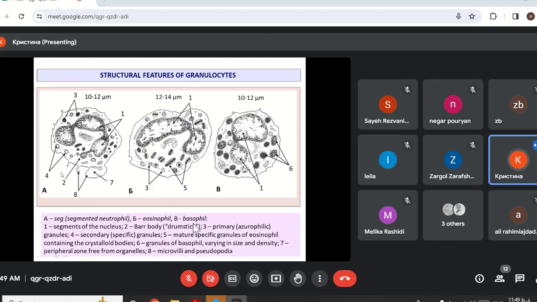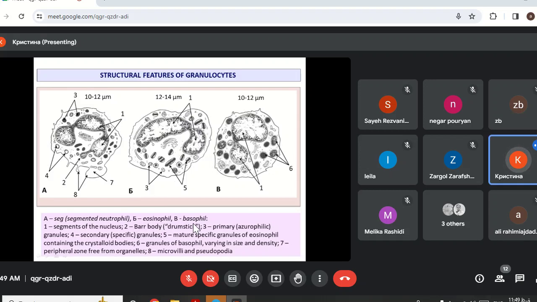In picture A, we have the neutrophil. It has a higher amount of segments, 3 to 5 segments. The so-called bar body or drumstick is the second X chromosome in women. And neutrophil has small specific granules. Its size is 10 to 12 micrometers.